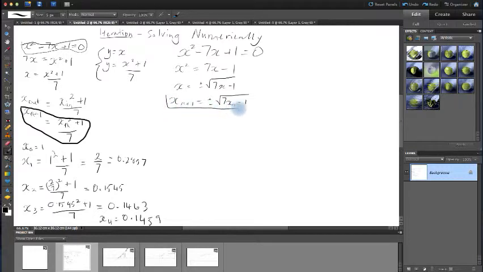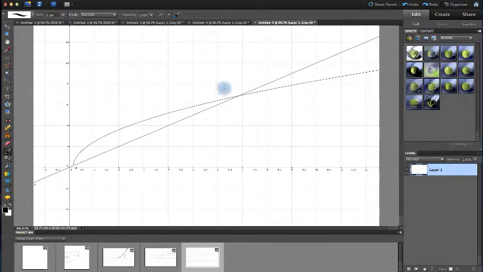So here's a new iterative equation, different from this one over here. A new one we can use to find the other point. So I'll show you that it does find the other point. Here I've graphed the two things. Once again the straight line is y equals x, and this second one is what we had before, y equals plus or minus the square root of 7x minus 1. That's this graph here.